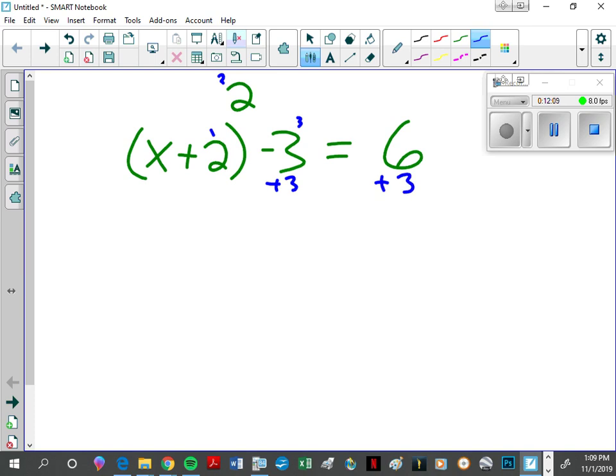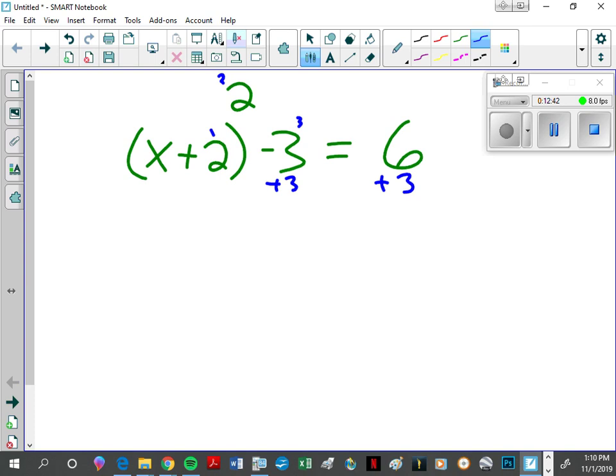So the goal is to reach the x. The first thing that happens to x is the 2. The second thing that happens to the x is the squared. The third thing that happens to x is the minus 3. Right. So if this was a piñata and I was supposed to pull it apart, if I want to reach the candy, I've got to take out the outside layer first.